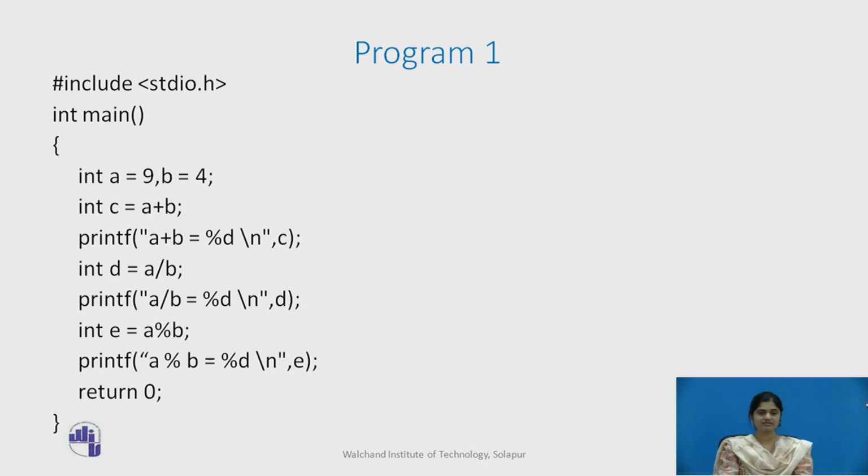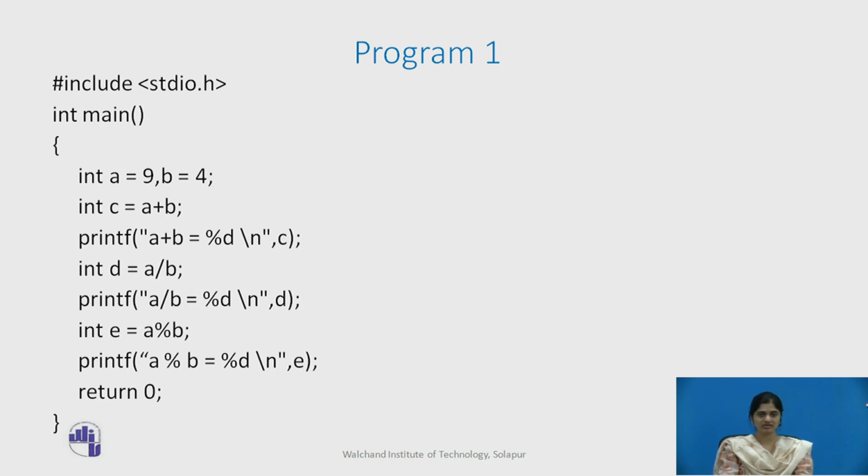Next we have declared one integer type of variable d, and now we will associate the value of division of a and b with d. So a divided by b, 9 divided by 4. As d is an integer, we will not get the decimal part in the answer. So 9 divided by 4, the output will be 2.